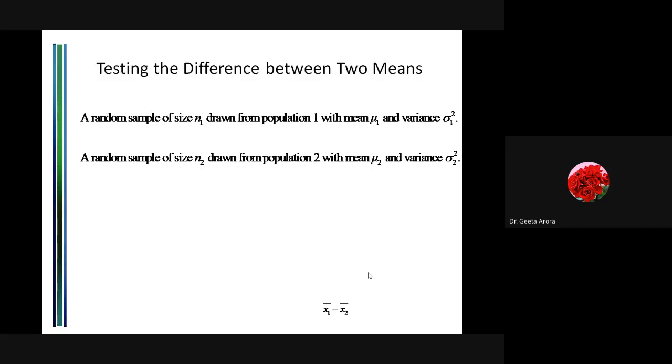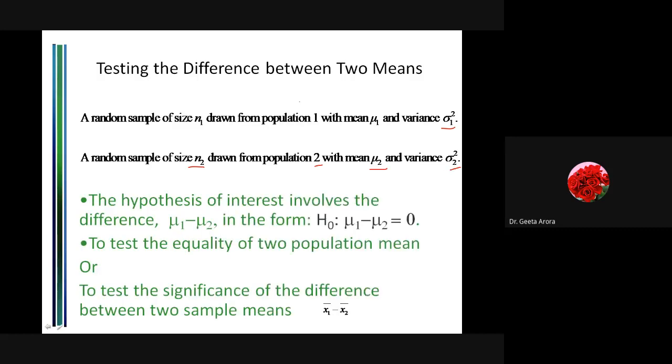Here we are saying that a random sample of size n1 has been drawn from population 1 with mean mu1 and variance sigma 1 square. Another random sample of size n2 we have taken from population 2 with mean mu2 and variance sigma 2 square. Then the hypothesis of interest involves the difference. We are looking for whether the difference mu1 minus mu2 is either equal to 0 or not equal to 0.